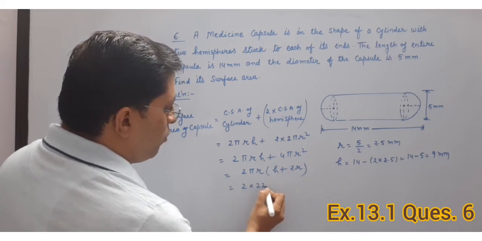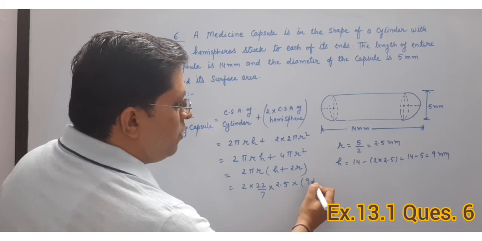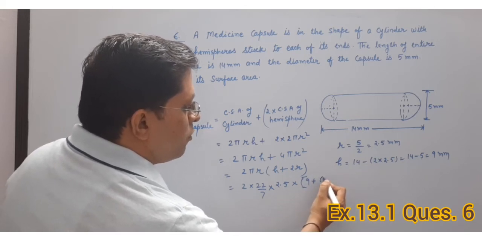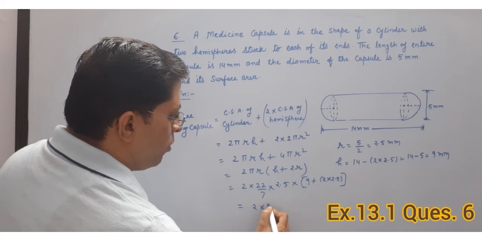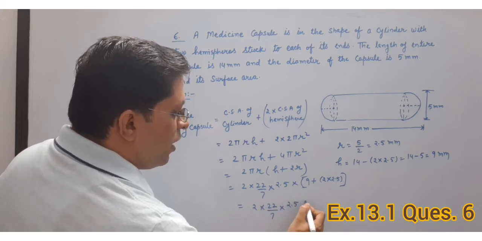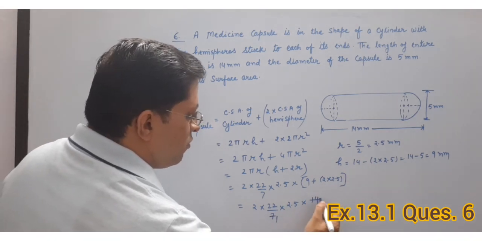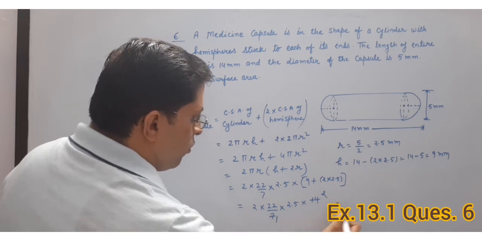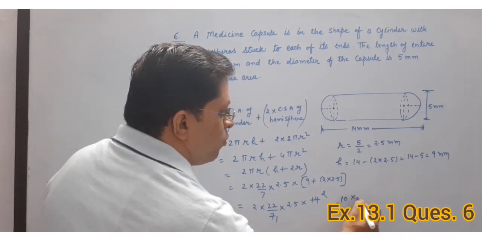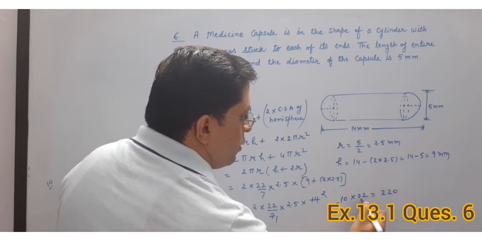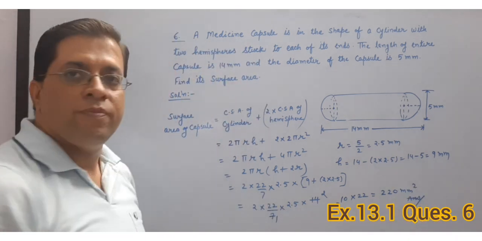2 pi, the value is 22 upon 7 into the value of r, which is 2.5. Then h is given to you as 9, and here 2 into 2.5, we can say 5. So 2 into 22 upon 7 into 2.5, and 5 plus 9 is 14. 7 into 14 cancels, and 2.5 into 2 is 5, 5 into 10, 10 into 2, 22. This will be 220 millimeter square, and this is your answer.